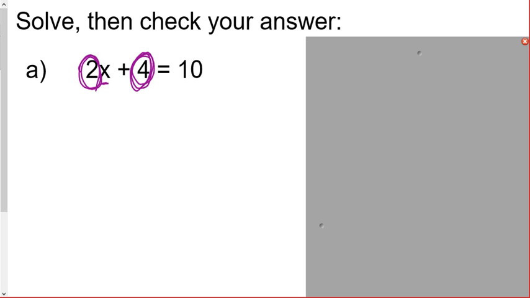I'd like you to let me know in the chat. Now don't hit enter. I just want you to type it into the chat box, but don't hit enter. Okay, so type into the chat box, please, right now. Which of those operations do I want to undo first? So let's have a look at this. And which one do we undo first?